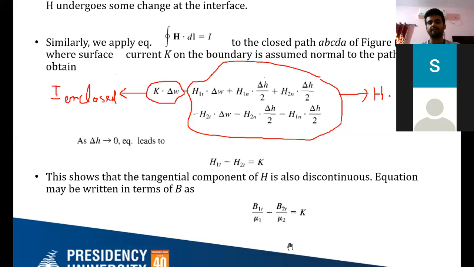So ultimately you can write this equation from this equation, because H1T is nothing but B1T by mu1 minus B2T by mu2. So that's all for today. We'll continue in the next lecture.